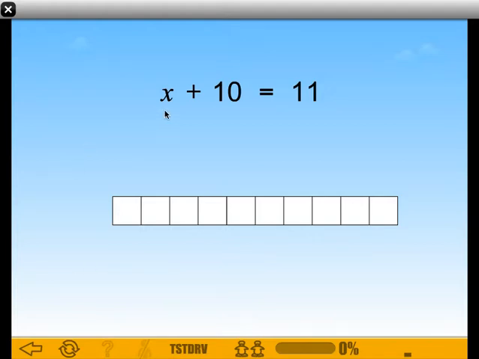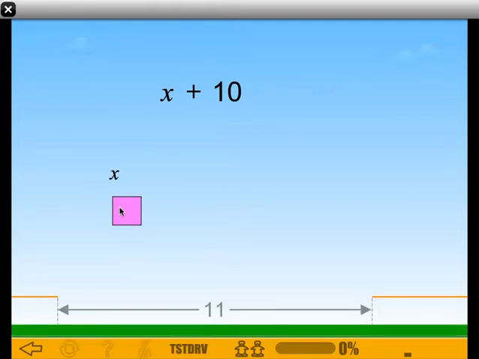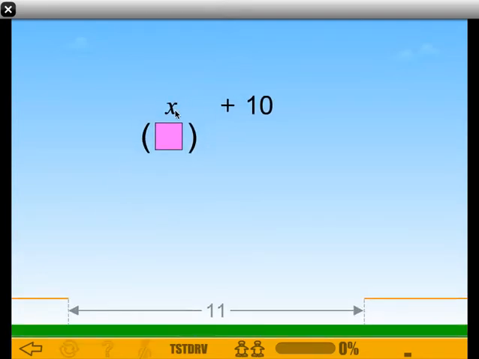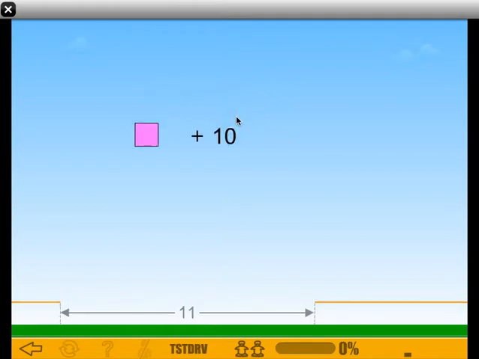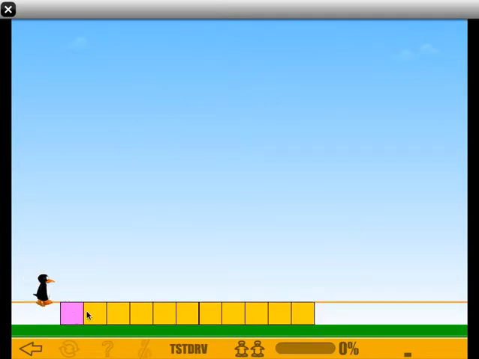In this case they give you a variable, a known amount, and a total. And then they give you some squares down here to help you determine or identify the value of x. So the value of x will be the number of squares it takes to add to 10 to get to 11. So in this case, the value of x would be 1. And it shows you that 1 square plus 10 squares gives you a total of 11 squares.